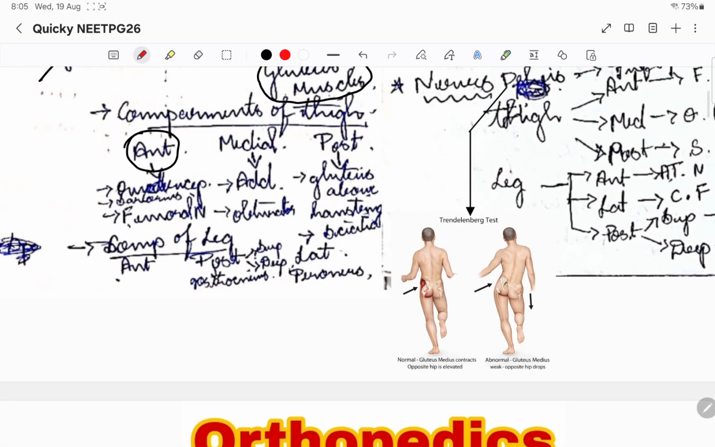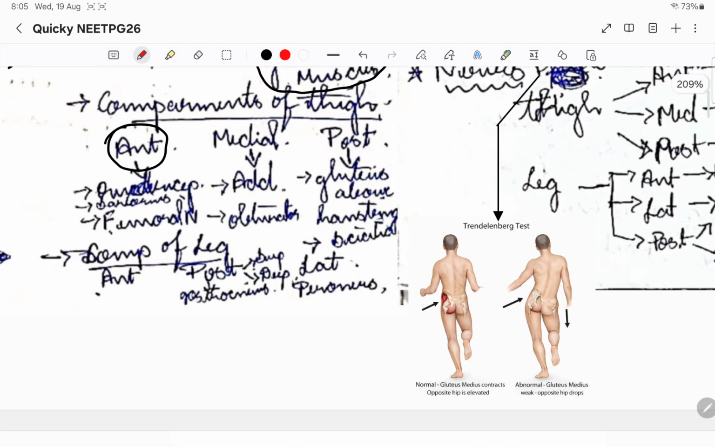Then moving down with respect to the compartments of the leg, in the same way as I discussed the compartments of the thigh, I told you, right, anterior compartment, posterior compartment and the lateral compartment. Posterior compartment has two parts, one is deep and the other one is superficial. Okay, deep compartment and the superficial compartment. The muscles of the anterior compartment and posterior compartment are not much important.